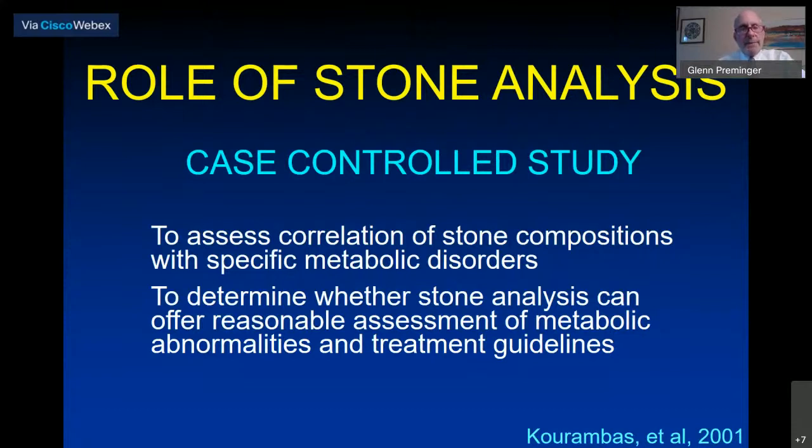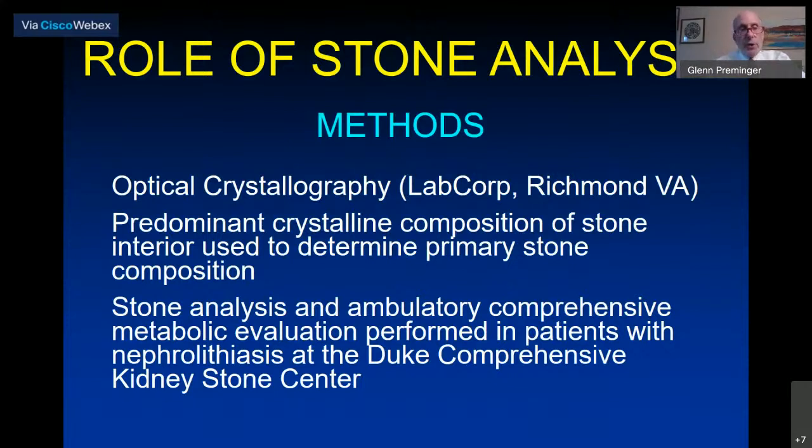And so the bulk of this talk is based on a study that we did a number of years ago, which was to assess the correlation of stone composition with specific metabolic disorders and to determine whether stone analysis can offer reasonable assessment of metabolic abnormalities and offer treatment guidelines for these patients. So we did our stone analysis through the LabCorp laboratory in the United States using optical crystallography. And we used the predominant crystalline composition of stone interior to determine primary stone composition.